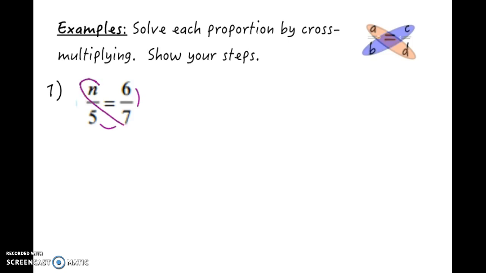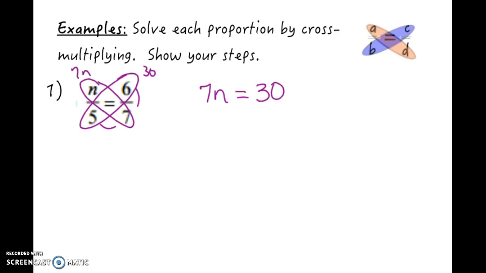So I'm going to multiply n times 7. When we do n times 7 in math, we just write 7n. And then 6 times 5 equals 30. So the first step is to multiply, so this is 7n, this is 30, and then you write your equation that says these products equal each other. 7n equals 30. And then you're going to have to solve your equation.